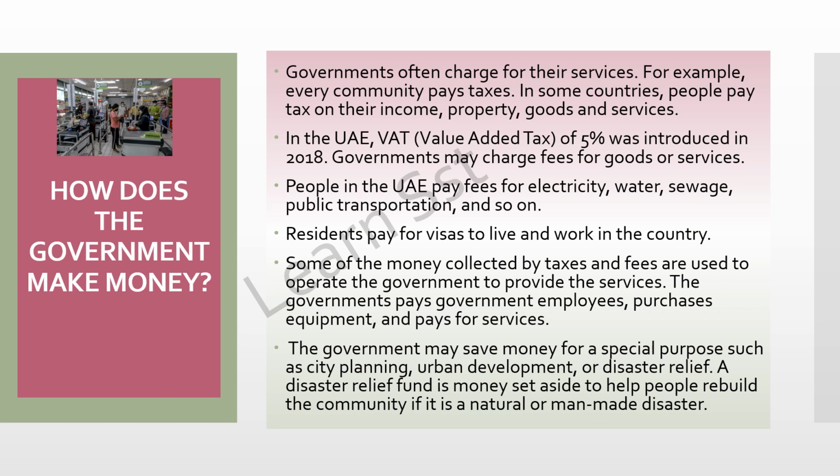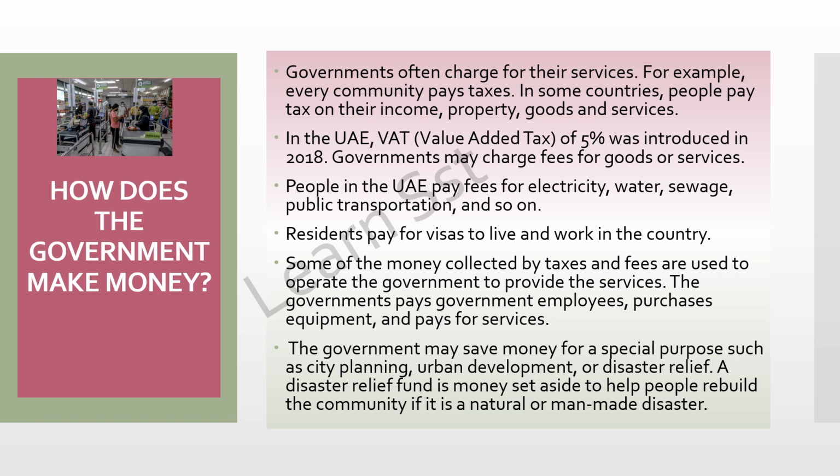Now this goes for all the countries. Wherever we reside, we have to pay for electricity, for water, for sewage, for public transportation. Nothing comes free. Next is residents, they have to pay. So we are not the real citizens of UAE, but we are residents, we are immigrants over here. So since we have migrated from our home countries to UAE, we are supposed to pay the visa. So that is the fees which we are supposed to pay to the government since we are residing in this country and we are working in this country.